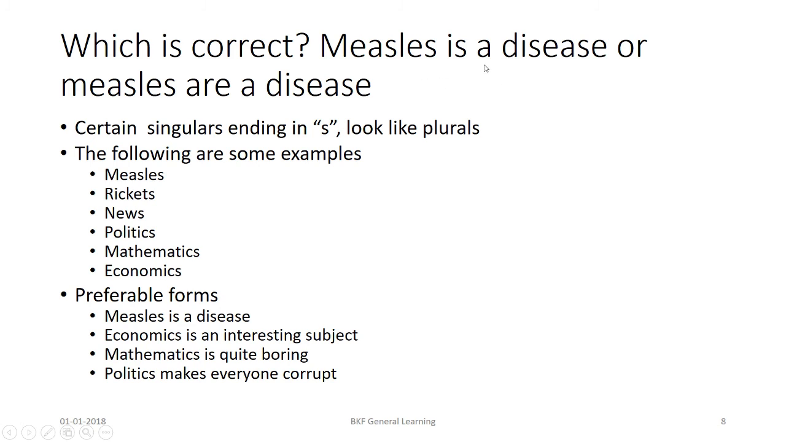Moving on, measles is a disease or measles are a disease. So there are certain singulars which end in s and they look like plurals. Following are some examples: measles, rickets, news, politics, mathematics, and economics. These words are all singulars, but they look like plurals because they have an s at the end. So the preferable and correct form would be measles is a disease. It's a singular. Similarly, economics is an interesting subject. Mathematics is quite boring, and politics makes everyone corrupt.